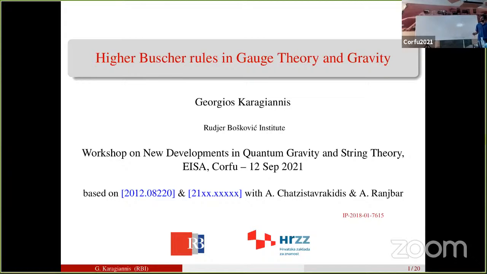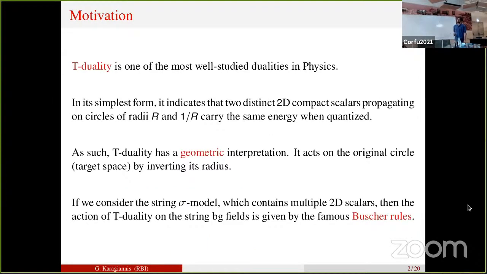I'm going to talk about higher Buscher rules in gauge theory and gravity, and it's based on a recent paper that we wrote with Thanasis Strakidis and Taras Ronspar, as well as some work in progress, hopefully to appear soon. So my main motivation will start with T-duality, which is, of course, one of the most well-studied dualities in physics. In its simplest form, it indicates that you can have two distinct two-dimensional compact scalars propagating on circles of radii r and 1 over r. And when quantized, they will carry the same energy.